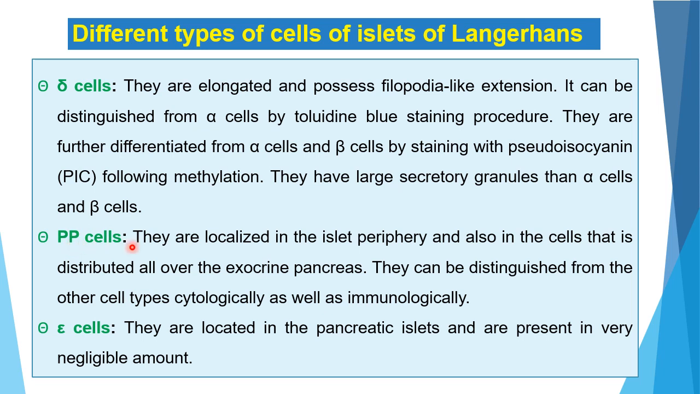Then comes PP cells. They are generally localized in the islet periphery and also in the cells that are distributed all over the exocrine pancreas. They can be distinguished from the other cell types cytologically as well as immunologically. Then comes epsilon cells. They are located in the pancreatic islets and are present in very negligible amount.